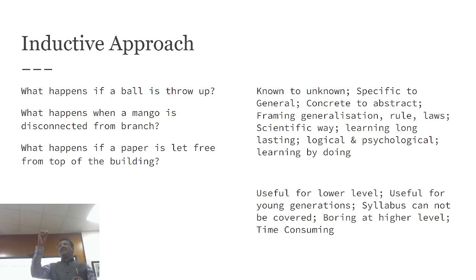Simple to complex, example to rule, known to unknown, specific to general, concrete to abstract. Framing a generalization is possible, laws and the scientific way. It is a scientific way of teaching and learning. If you teach this way, learning will be long lasting. It is logical, psychological, and learning by doing happens here. This is useful for lower levels. When a child is at a lower level, if you tell him some law or principle, or give him theory, he will not understand. So at that level, you have to use this.